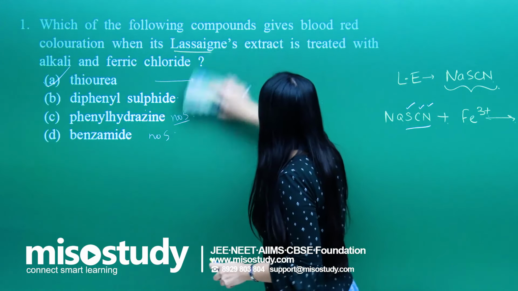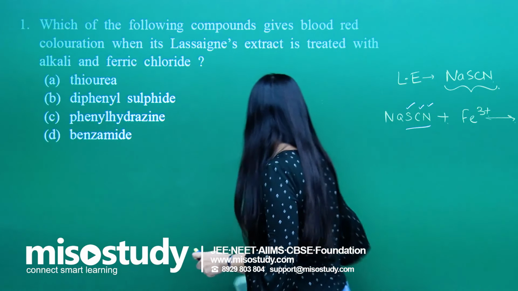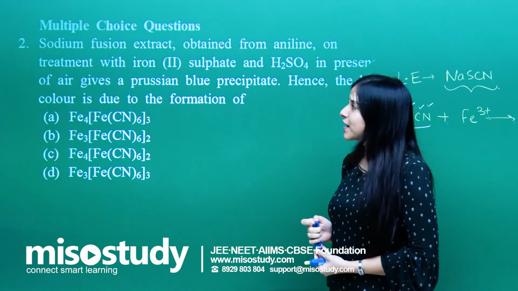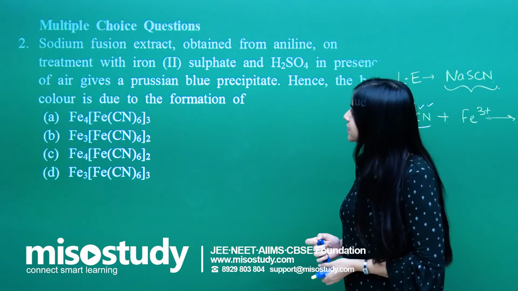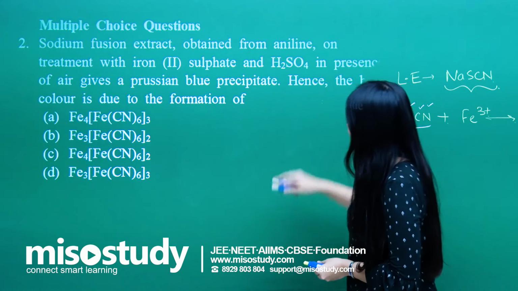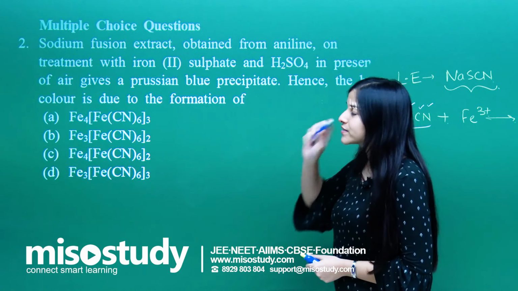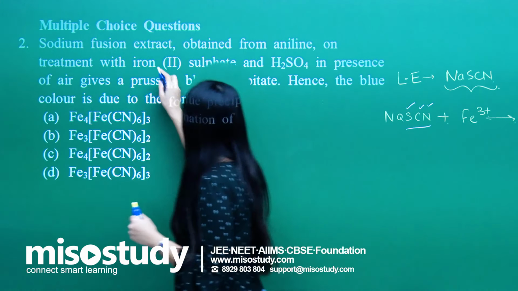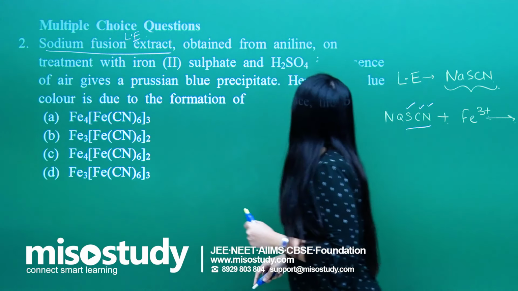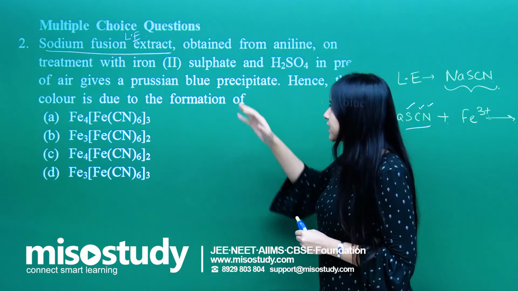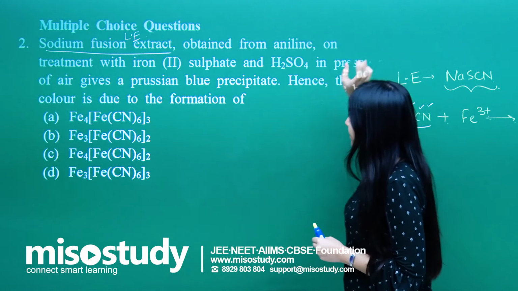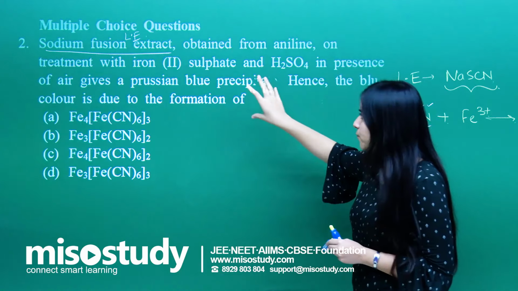So what does the next question say? Okay, now it's a multiple choice question. Sodium fusion extract obtained from aniline. What is sodium fusion extract? That is LE, Lassaigne's extract. Obtained from the aniline on treatment with iron sulfate and sulfuric acid in the presence of air gives Prussian blue.